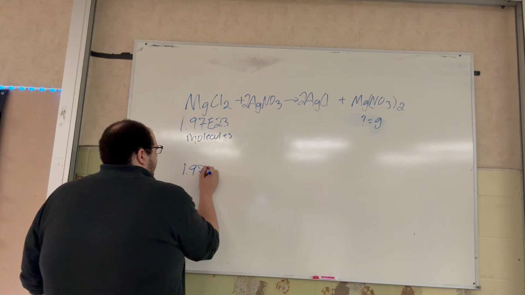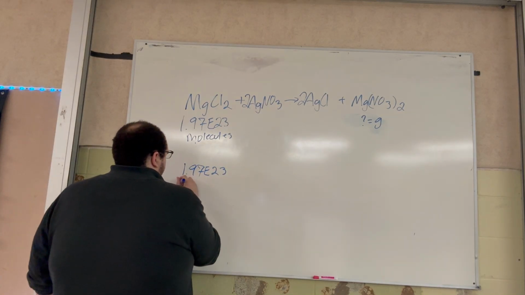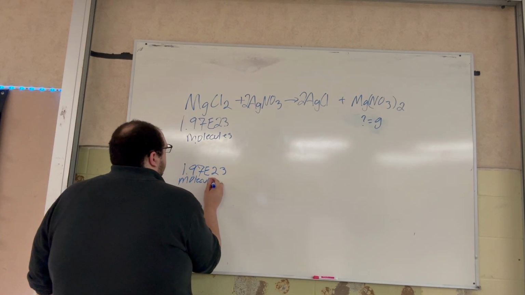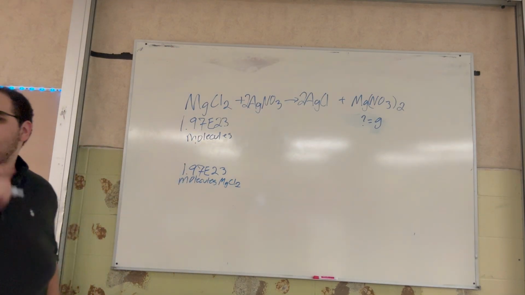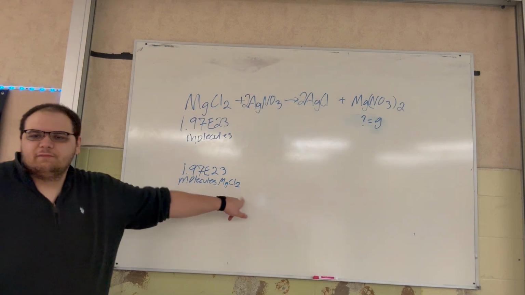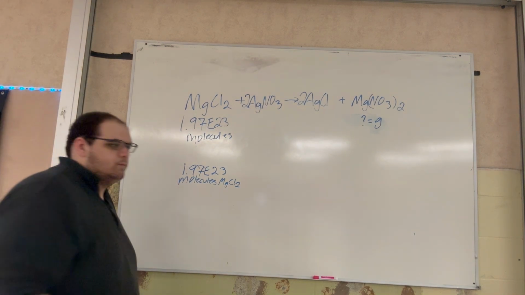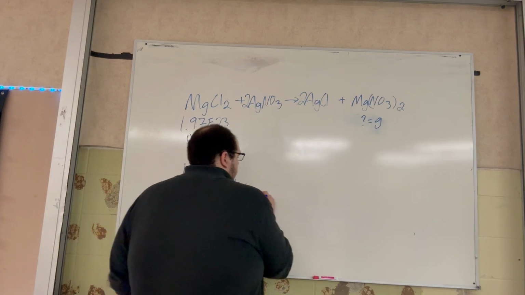So we'll have 1.97 E23 molecules of MgCl2. Do not cheat me. Do not get lazy. I'd better see molecules of magnesium chloride in your work. You will lose points if you do not put that in your work.